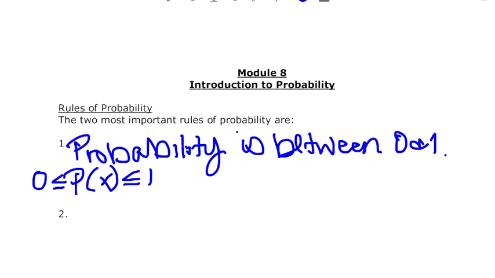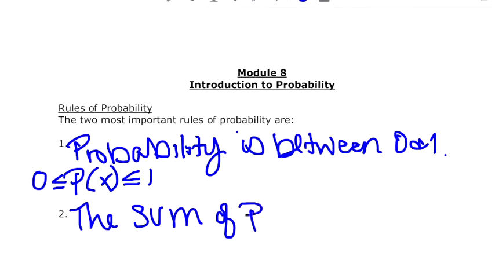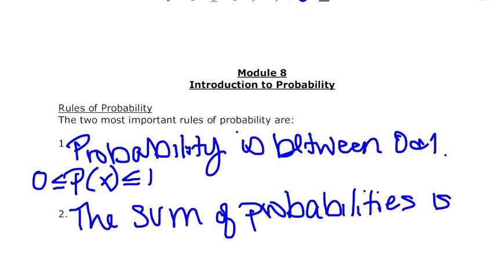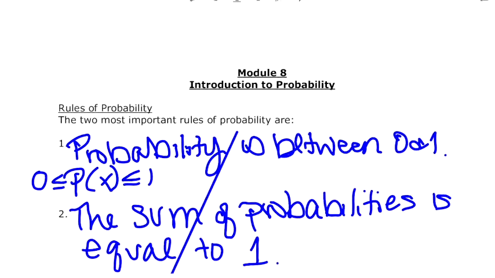The second rule to probability is that the sum of all probabilities, that's not an S, the sum of all probabilities is equal to 1. So if I look at the probability of rolling a dice and I look at the probability of rolling a 1, a 2, a 3, a 4, a 5, or a 6, I add all of those probabilities up, it will equal 1. So those are the two most important rules to probability that we're going to need to remember for this semester.